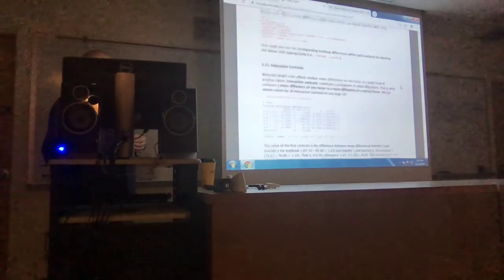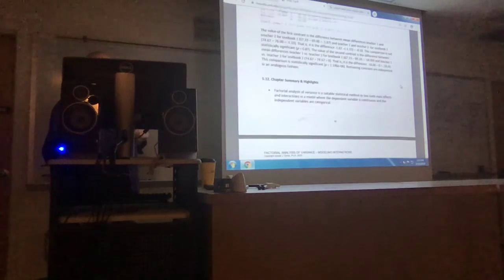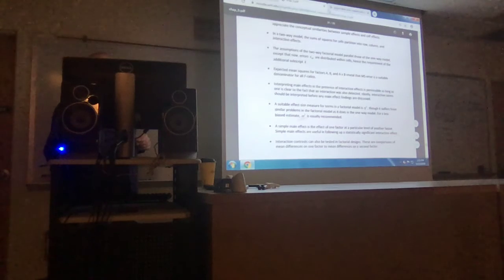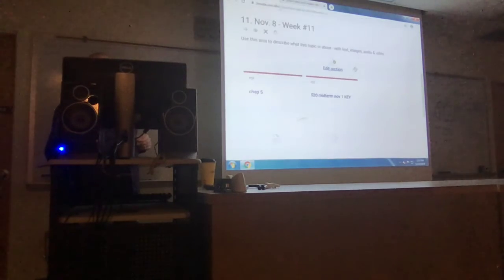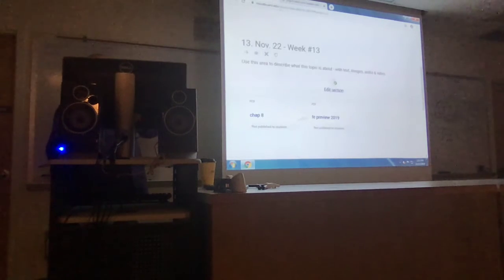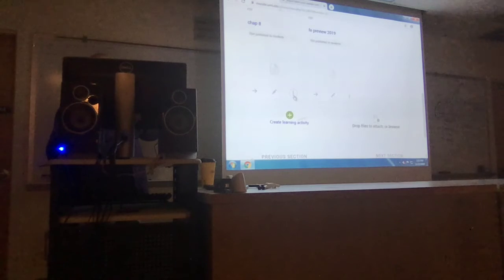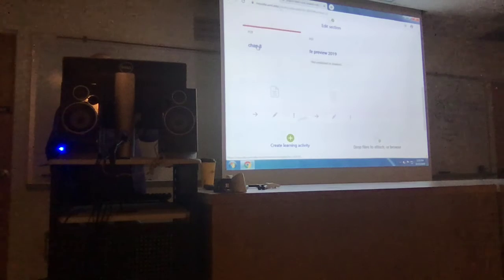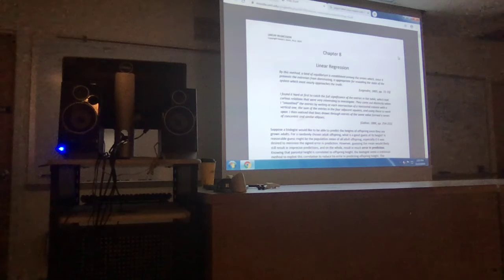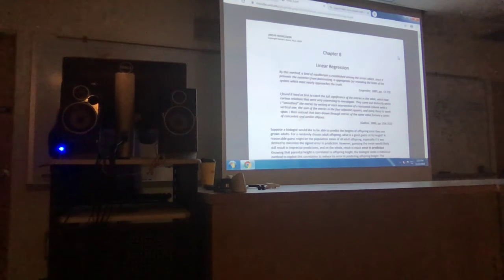And then we have interaction contrasts, which are a little bit different. We're not gonna worry about those. And there's a few summary notes. So there's your chapter 5. I have posted chapter 8 right here. Chapters 6 and 7 are on other ANOVA models, which we'll cover in the spring. So we're up to here for linear regression, and we will be developing it next week and talk a little bit about multiple regression as well. So here's the chapter notes.